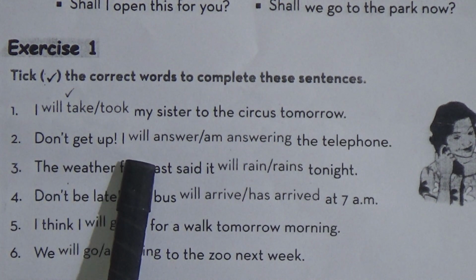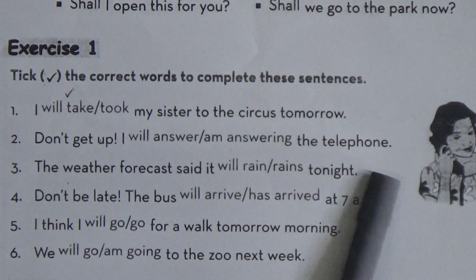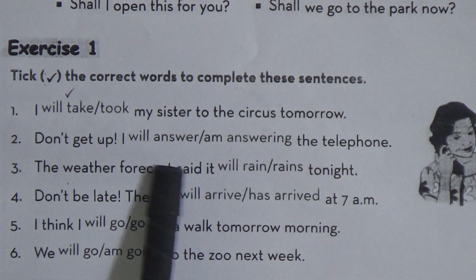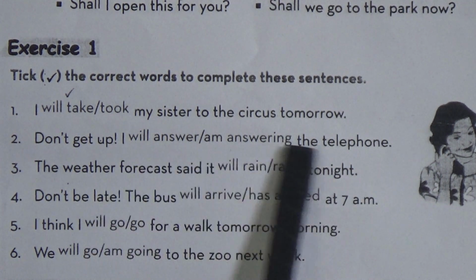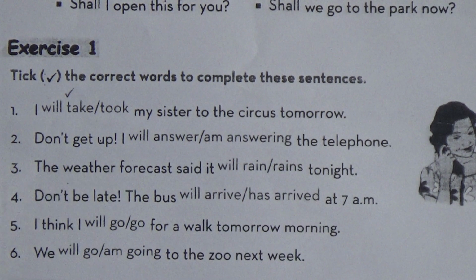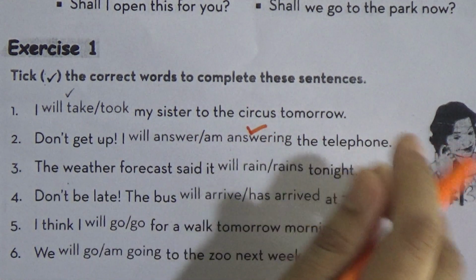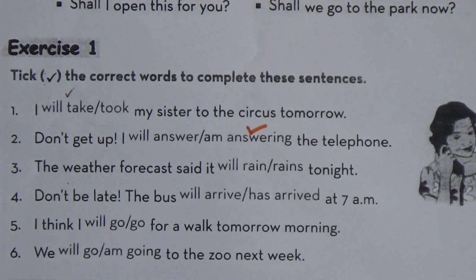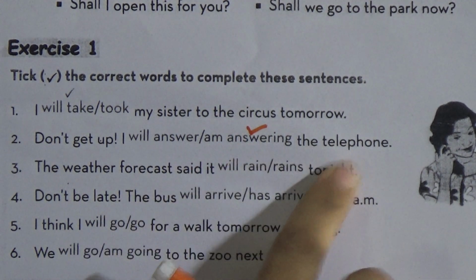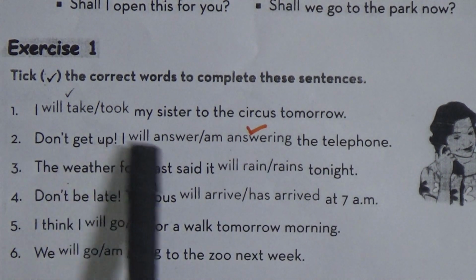Don't get up, I am answering the telephone, or I will answer the telephone. See, is there any future time expression word? No. So it will be: Don't get up, I am answering the telephone. This is going on just at the present time. That's why here it is I am answering the telephone, not I will answer.